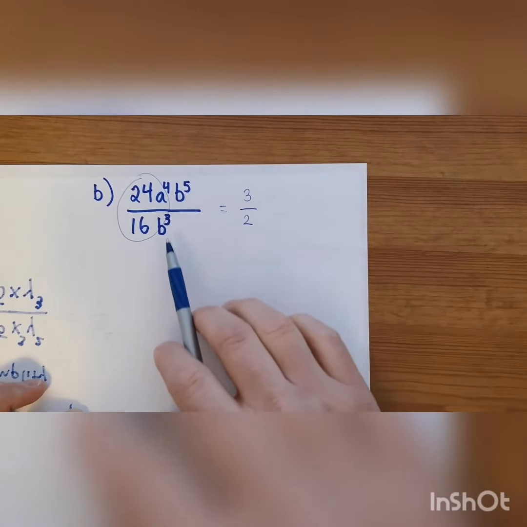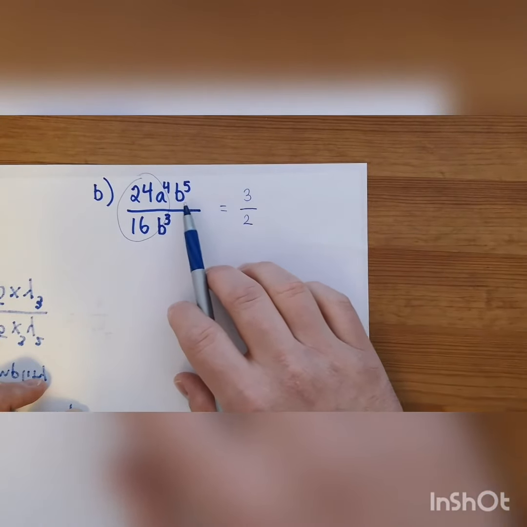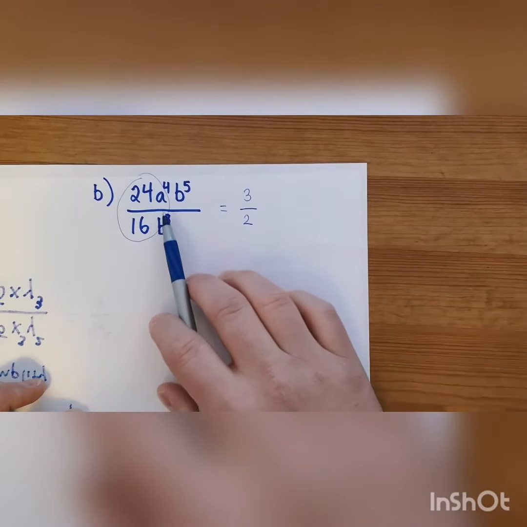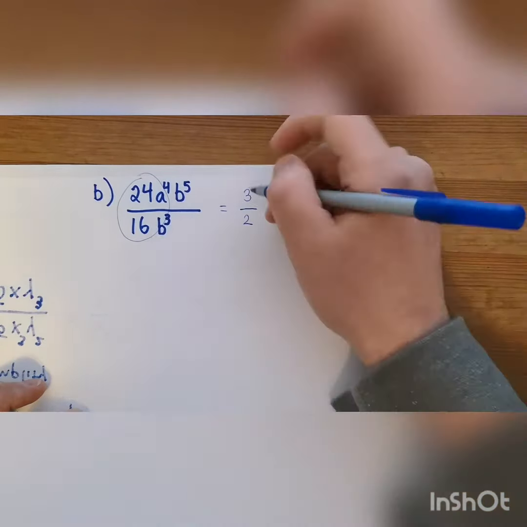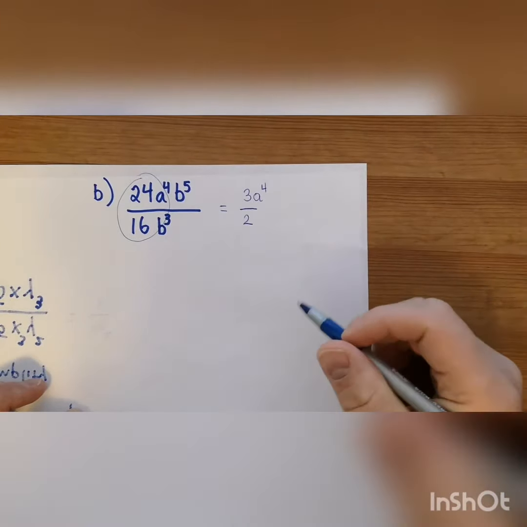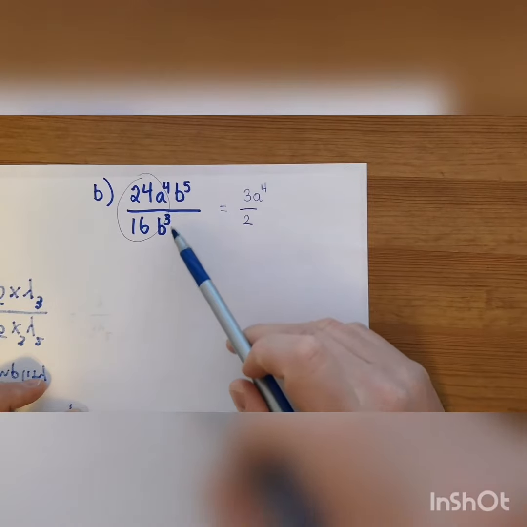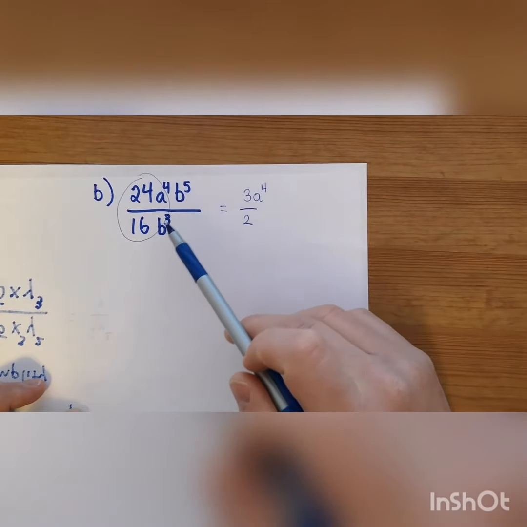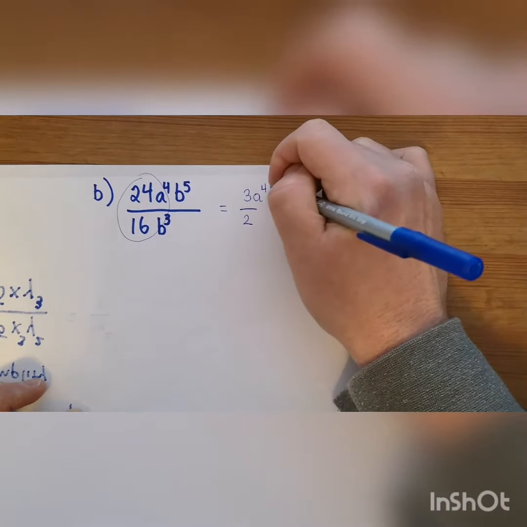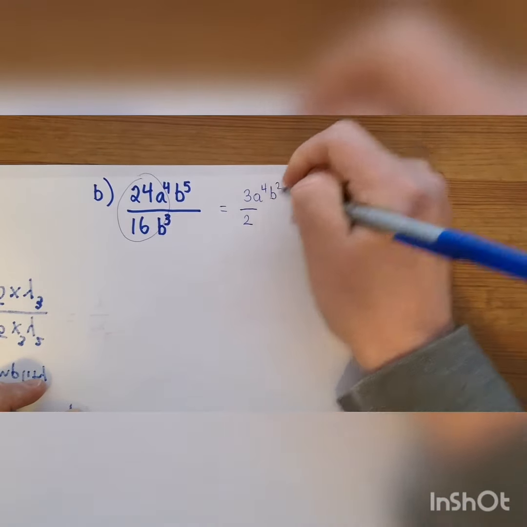Next, you just go one at a time through the variables. I got a to the power 4. There's no a in the bottom, so none of those a's cancel, they stay there. So a to the power 4 remains in our simplified version. B's are going to cancel though. 3 in the bottom, 5 in the top. That's going to leave us with b squared in the top.